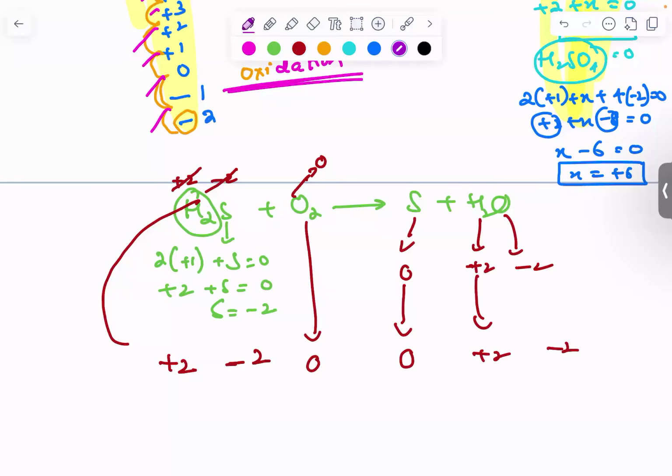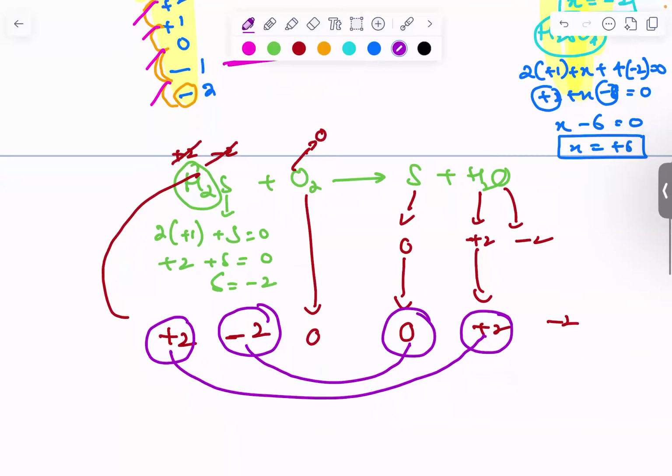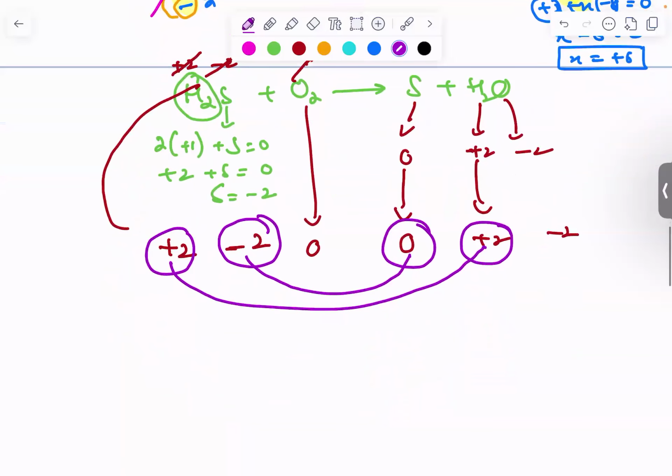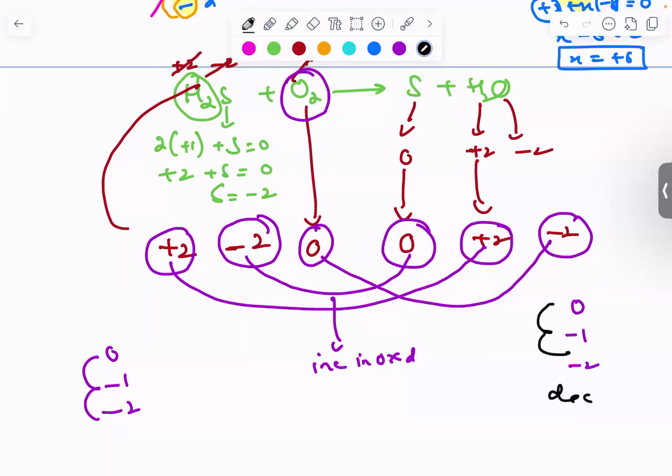Now please check. Plus two hydrogen and plus two hydrogen, there is no change in hydrogen. Now, sulfur minus 2 and sulfur 0. That is like this: minus 2, minus 1, and 0. So what is it? Increase in oxidation number. Now, come to oxygen. Oxygen is 0 here, and then it is minus 2. So what is it? 0, minus 1, minus 2, going down. Decrease in oxidation number. Are you getting my point, Minha?